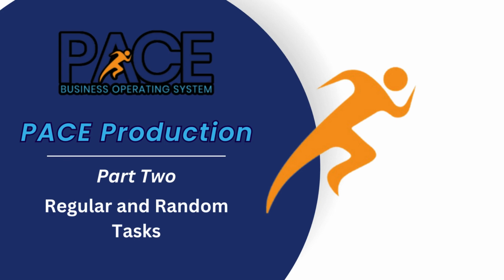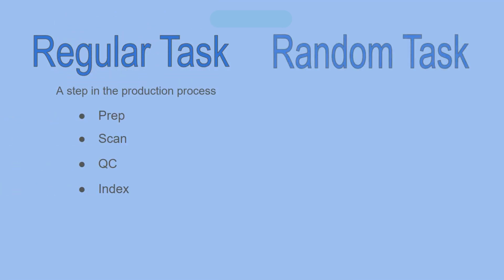Welcome to part 2 of PACE production, where we will discuss the difference between regular and random tasks and how to use them to track your activities throughout your shift. A regular task relates directly to the processing of a project, for example, prep, scan, or QC. A random task is more general, such as a team meeting or an administrative duty.